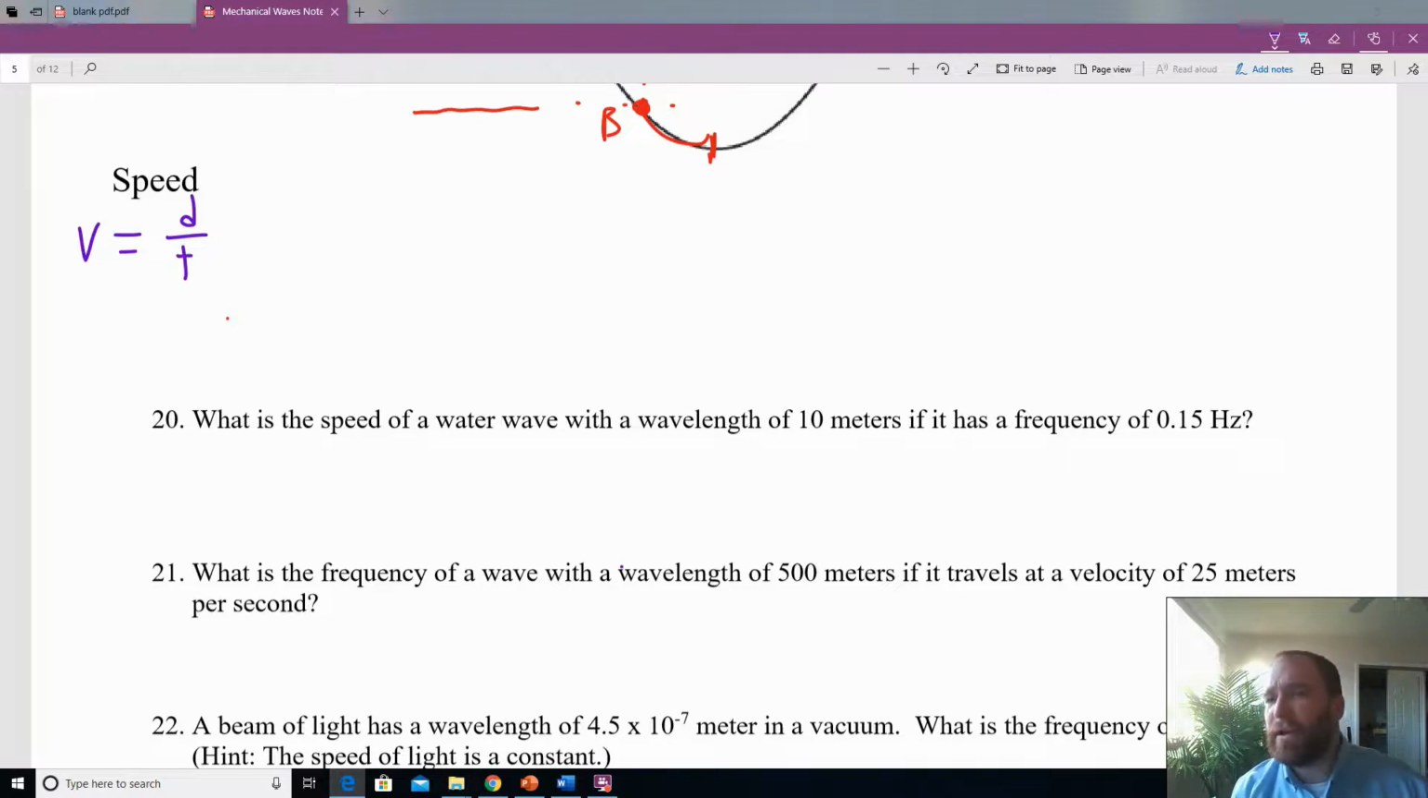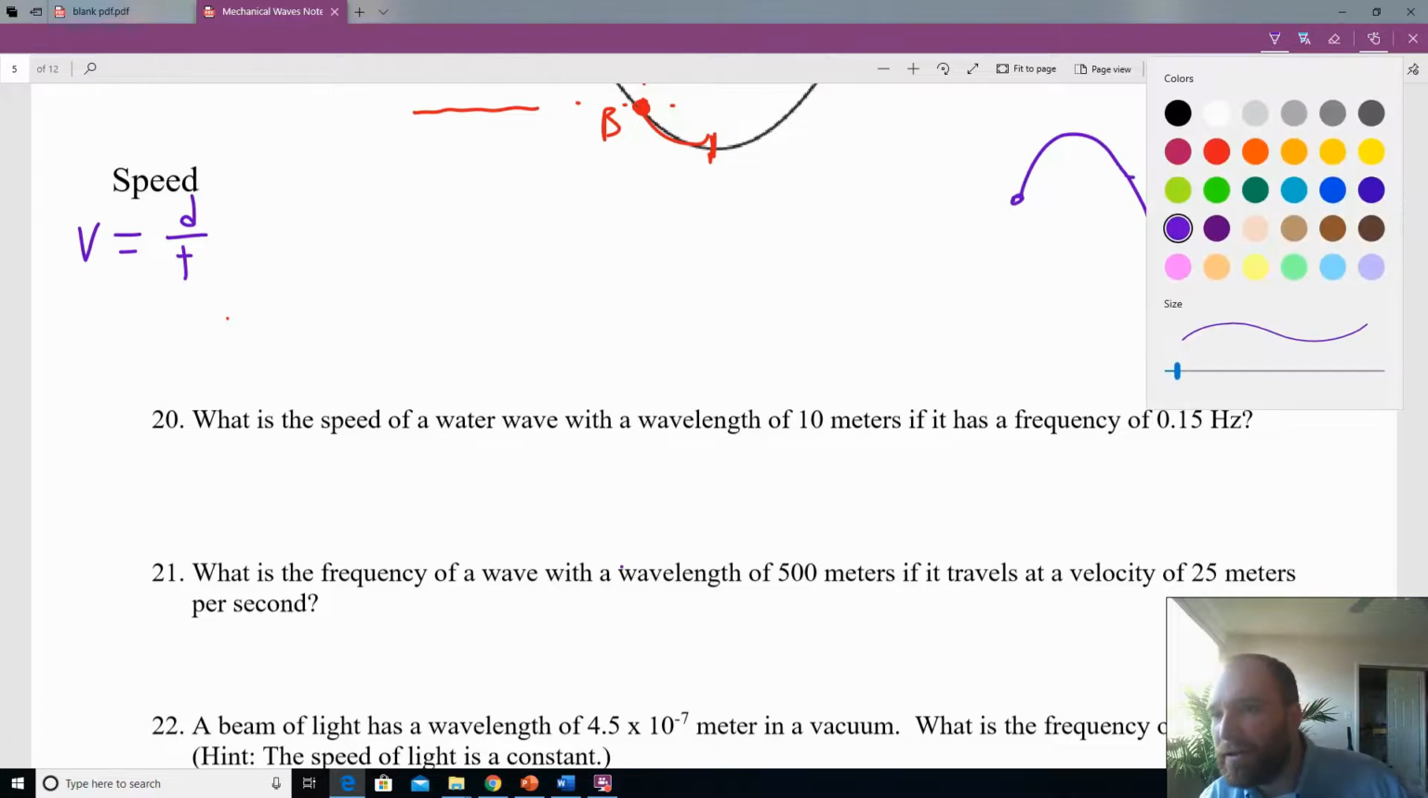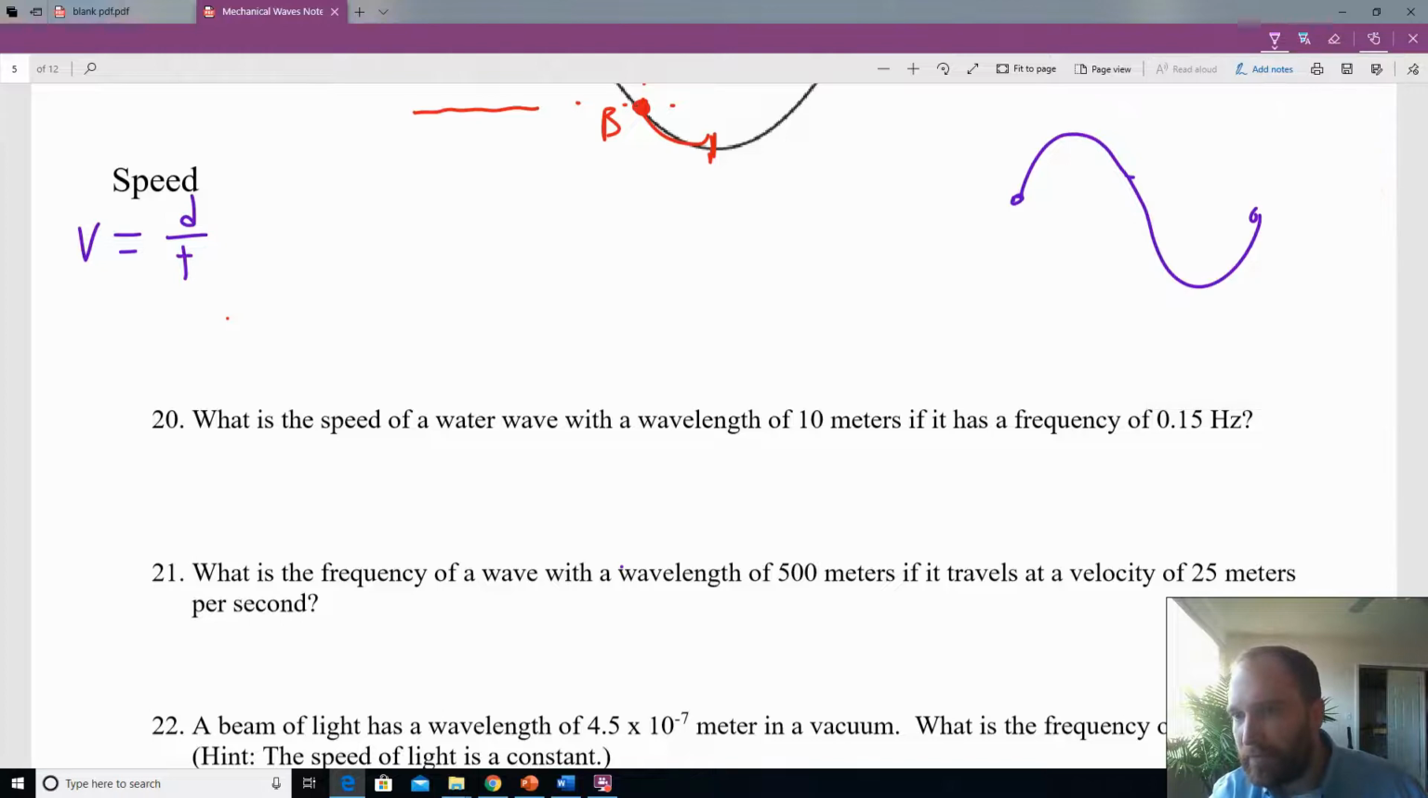So here's what I'm going to do. Let's say we've got a wave, I don't know, like this. And actually, you know what I'm going to do, I'm going to change color. Everything that's going to be in this wonderful pink color, you do not have to write down. So you don't have to write down anything that's in the pink color. But this is where this equation is going to come from.